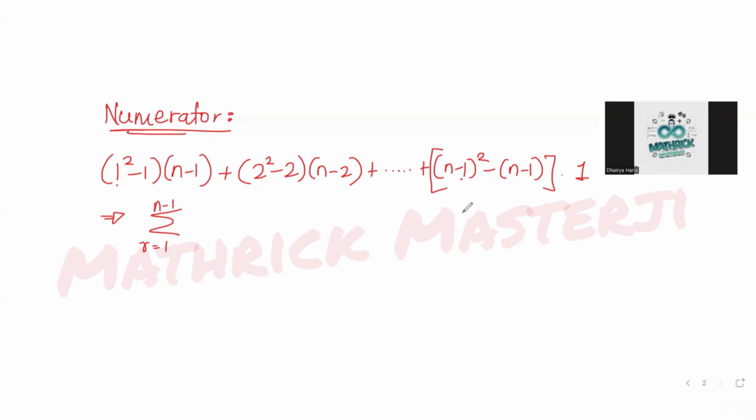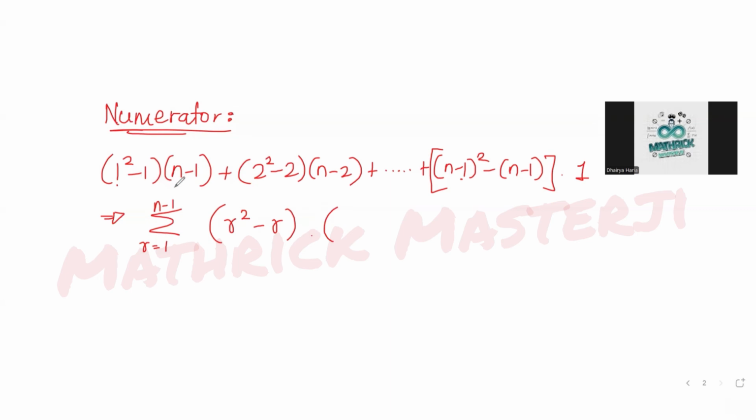Now if I try to write the general term for this entire expression, the pattern is I have 1 square minus 1, then 2 square minus 2, and like that I have to go till n minus 1 the whole square minus n minus 1. So with r going from 1 to n minus 1, I can write it in the form r square minus r. So you get 1 square minus 1, 2 square minus 2, then 3 square minus 3, and so on till n minus 1 the whole square minus n minus 1.